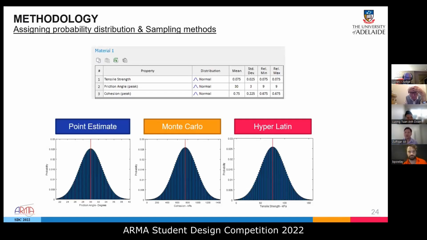For this model, we assume normal distribution of the strength parameters, and a 3 sigma rule was applied to select the upper and lower bounds. RS2 provides 3 sampling methods, with point estimate being the simplest, and Monte Carlo and Hypercube more detailed. We utilize both the point estimate method and the Monte Carlo simulation.